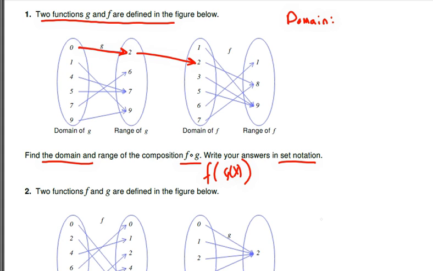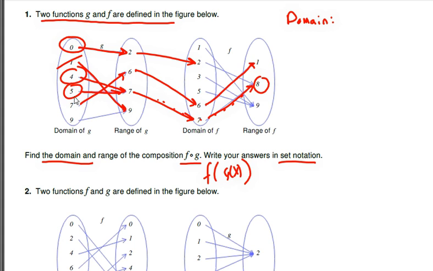0 goes to 2, and 2 is allowed here on the input, and there's 8. I'm going to circle these when they're in. 1 goes to 9, and that's a dead end. We cannot have 9 as an input of f, so cross that out. 4 goes to 7. 7 is allowed as a domain. 7 goes to 8, so I'll circle the 4. 5 also goes to 7, which, as we saw, leads to 8, so we'll circle that. 7 as an input goes to 6, which is tied to 1 with the final output. So 7 gets circled. 9 goes to 9, and also that's a dead end.